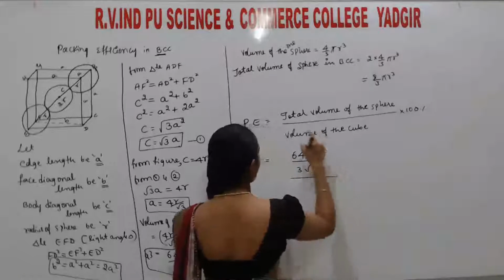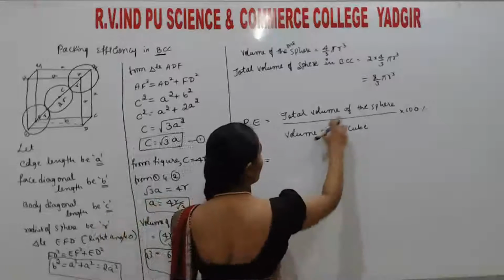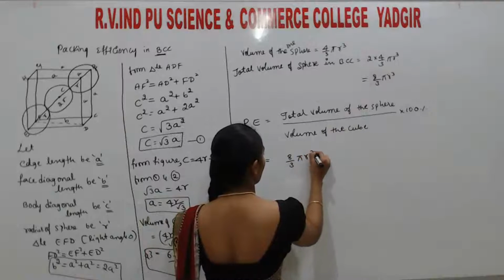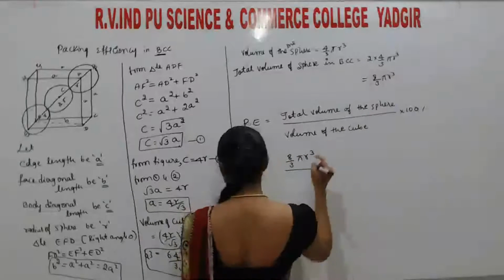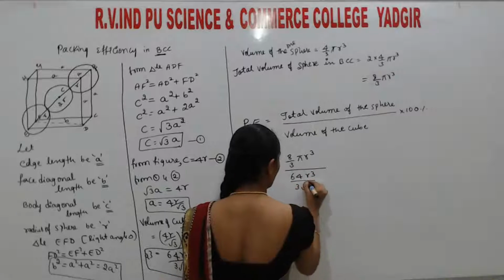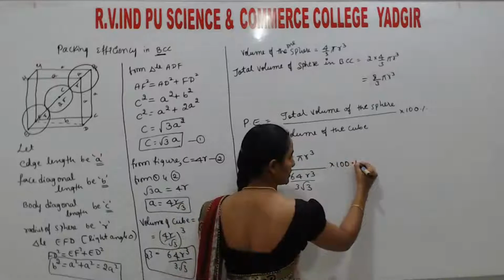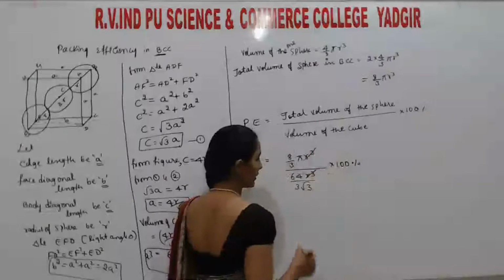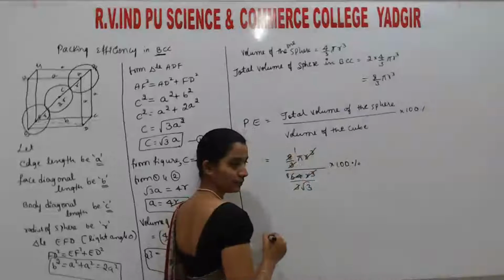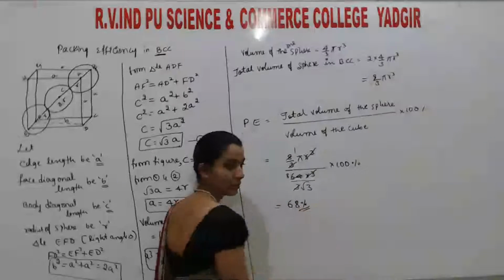Whole divided by volume of the sphere we need to write, that is 8 by 3 pi r cube whole divided by volume of the cube, that is 64 r cube divided by 3 root 3, into 100. R cube gets cancelled, 3 3s cancel, 8 ones are 8, 8 8s. Then totally you will get 68%.